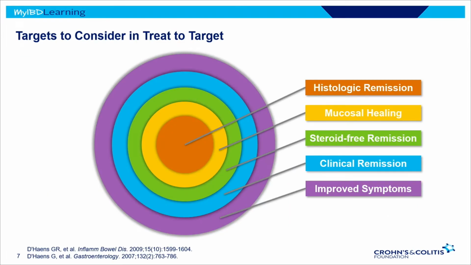So when you talk about treat to target and the targets we're trying to reach, we can start superficially, from the outside, with just improving your current symptoms, right? Which is very important and urgent. But then we want to get into discussion with a provider to get deeper into clinical remission, steroid-free remission, mucosal healing, and histologic remission, and what that all looks like. We're going to talk about some examples of what that looks like and what this all means.